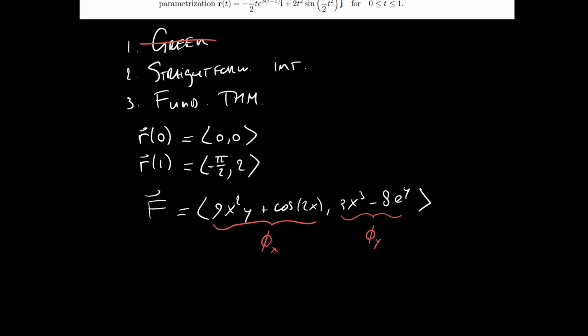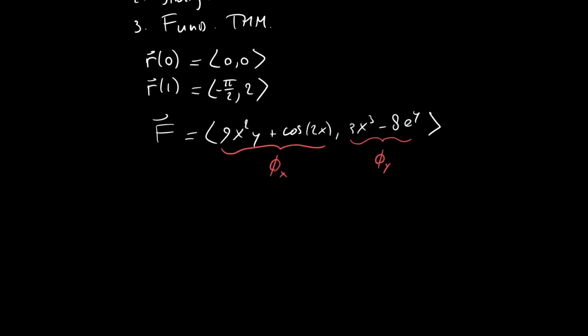And so we can try to find a potential by integrating one of these components, and then see if we can find something that works. Right, so let me do that here, and let's start with the x component. So we can see that if there exists a potential, then that potential should be obtainable by integrating the partial derivative of phi with respect to x over x. And so we can try to do that. And if we look at the terms, then 9x squared y will give us 3x cubed times y, and then cosine 2x will give us a half sine of 2x.